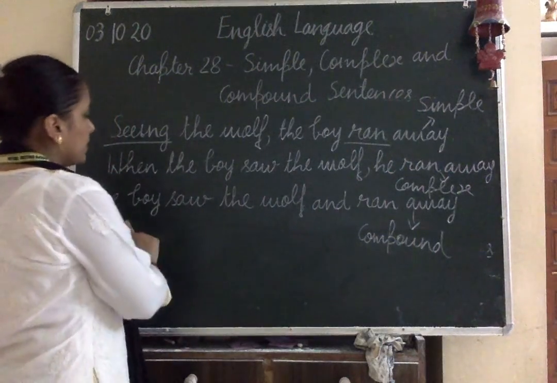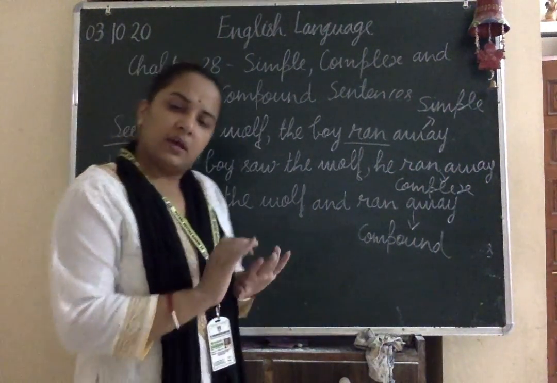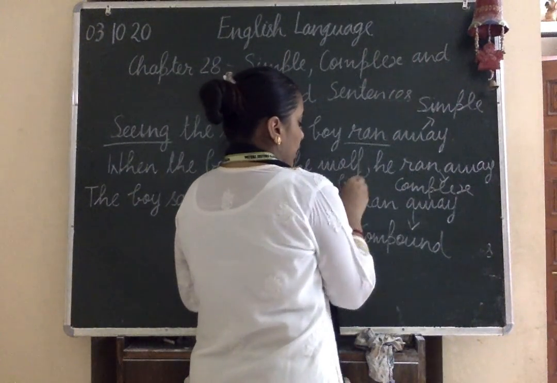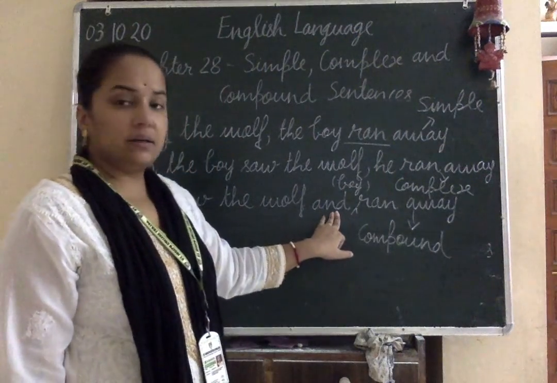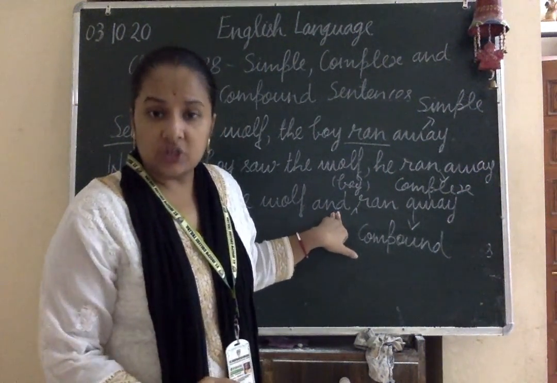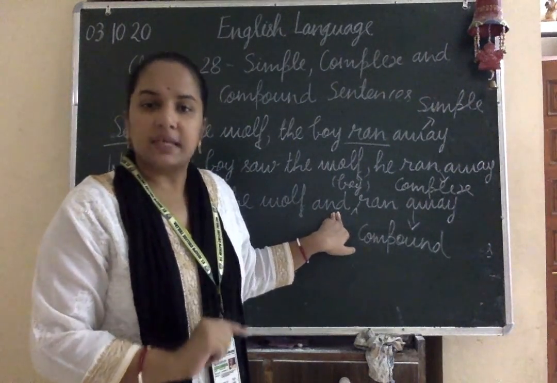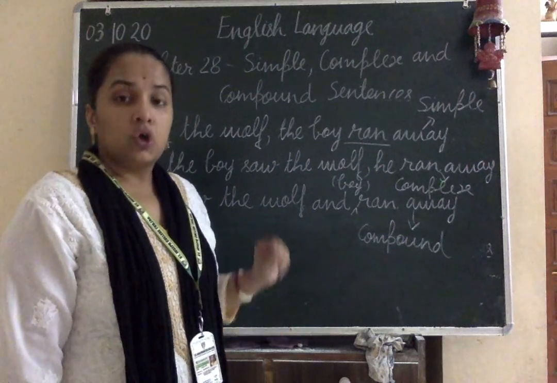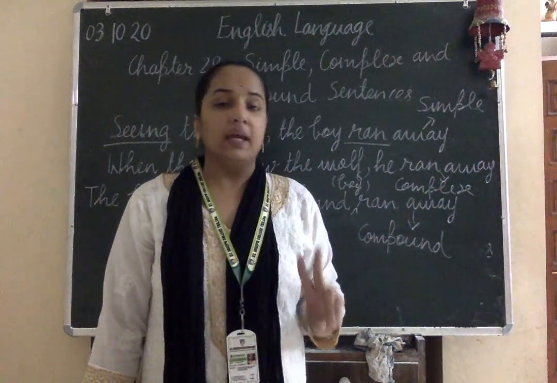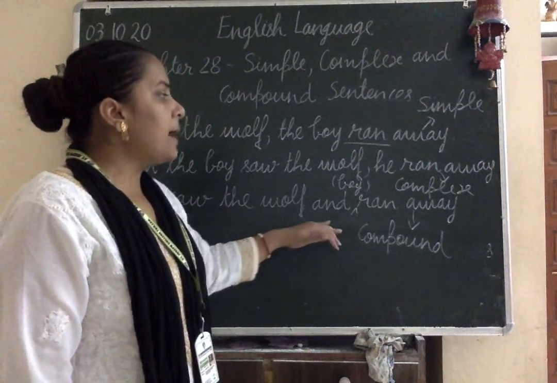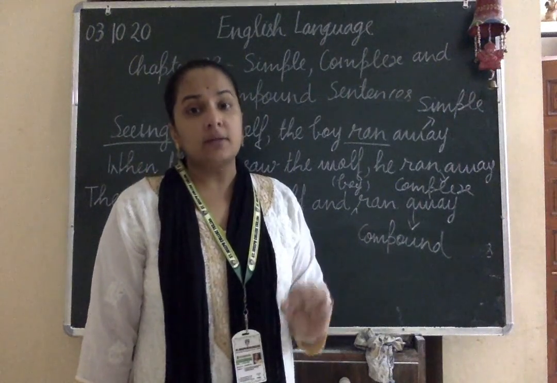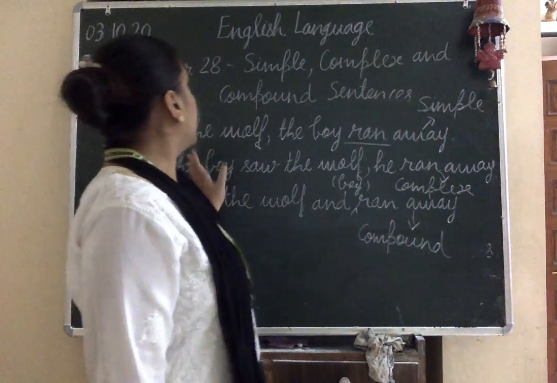Now come to the last sentence. The boy saw the wolf. It is a complete sentence itself, giving you the complete meaning, and ran away. Now here the subject boy is hidden, and we used here and, which is the coordinating conjunction used in the compound sentences. That's why this one is one main clause and this one is the other main clause. So whenever we have two main clauses, this means this is the compound sentence. And this is the way you can change one sentence into the other without changing the meaning of the sentence. So this is all about chapter 28, simple, compound and complex sentences.